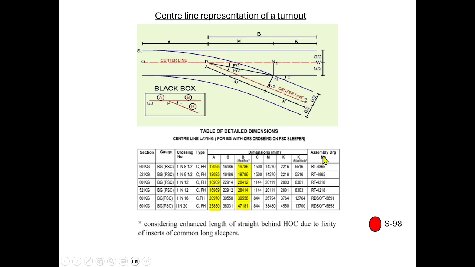We already have the standard dimension table for different types of points on crossing, giving the value of the A dimension and the B dimension. You can straight away take the value from this table and plug it into the formula. We'll be able to resolve for the required parameters. Now we'll go to the next subject.